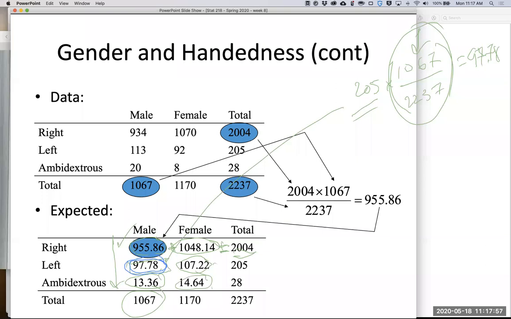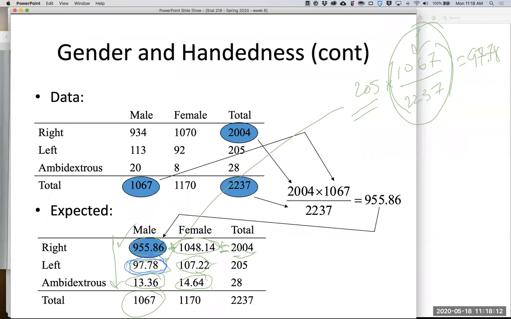So blue ones I have to get via the row times column over table total approach. Those circled in green are those that I could get via subtraction. That's how you know degrees of freedom, actually.